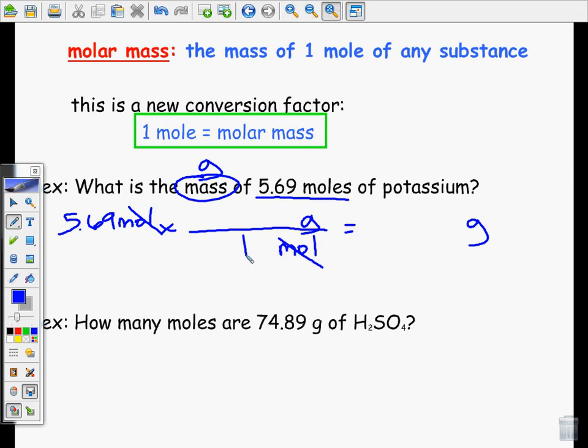39.10. Where'd you get 39.10, Anthony? The periodic table. That's potassium from the periodic table. So now in the spot, you have to look at the substance and put its mass in there. And then, of course, make sure you use significant figures. I have 3, I have 4, so my answer is going to have 3 significant figures: 222 grams.